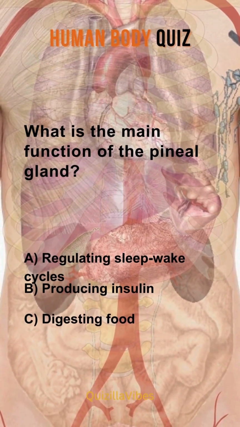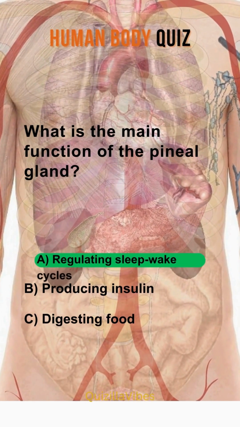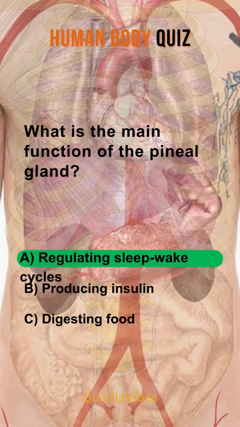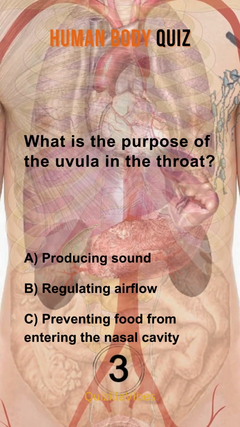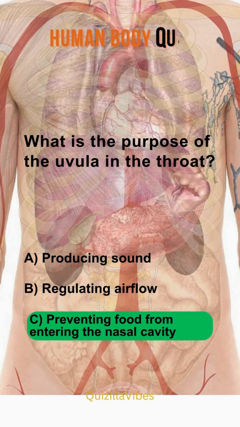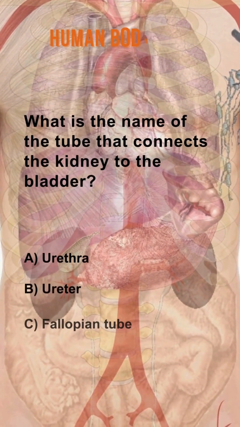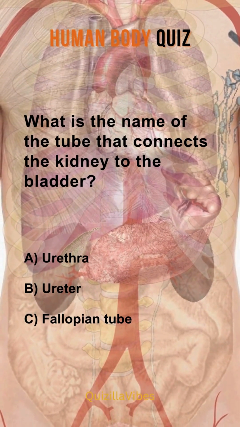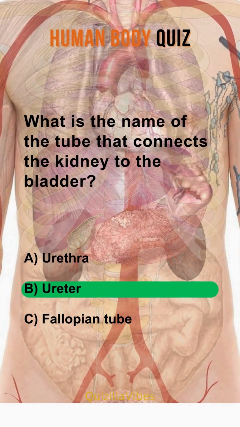What is the main function of the thyroid gland? Regulating sleep-wake cycles. What is the purpose of the uvula in the throat? Preventing food from entering the nasal cavity. What is the name of the tube that connects the kidney to the bladder? Ureter.